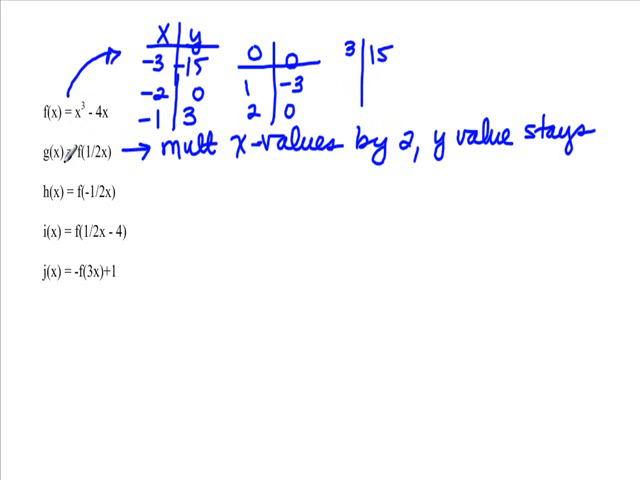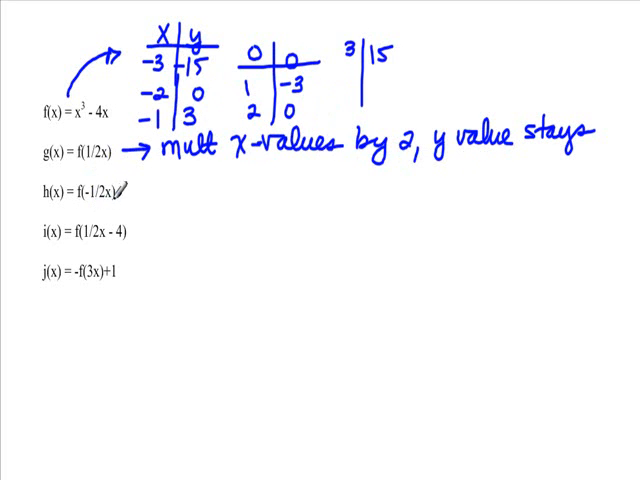So if we looked at g of x, which is f of 1/2 x, it will multiply the x values by 2, and the y values are going to stay the same. So you would get points like (-6, -15), (-4, 0), (-2, 3), (0, 0), (2, -3), (4, 0), and (6, 15). So it's going to multiply the x values by 2, keep y the same.